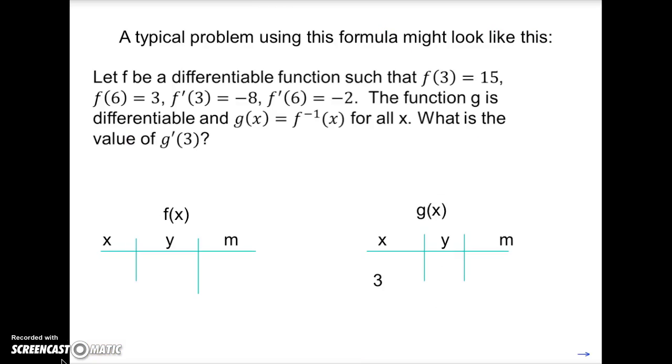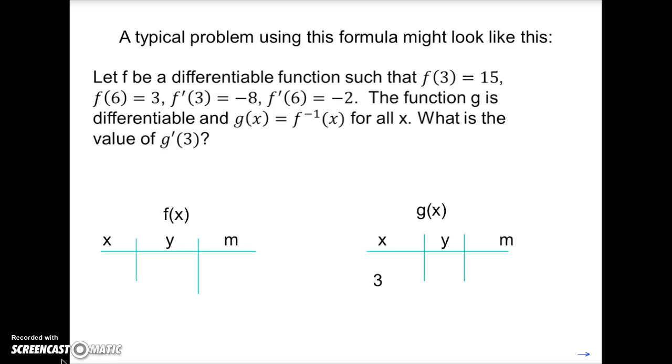Okay, so if you look at the very bottom of your page, this is how this kind of question usually shows up on the AP test. I know f is a differentiable function and I've been given a couple of values of f: f of 3 is 15, f of 6 is 3. I don't need all that information. They're just putting some extra things in there because part of my job is to be able to ignore extraneous information. I know the slope of f at a couple of different points. And I have a question here.